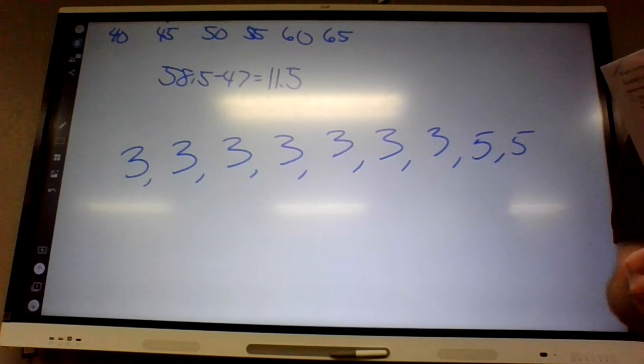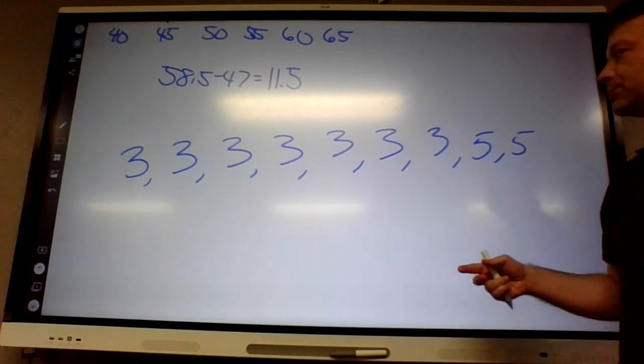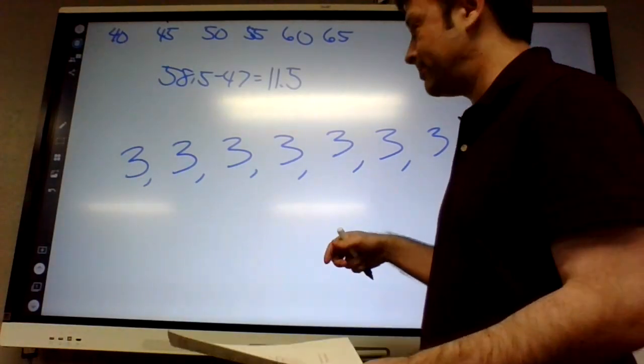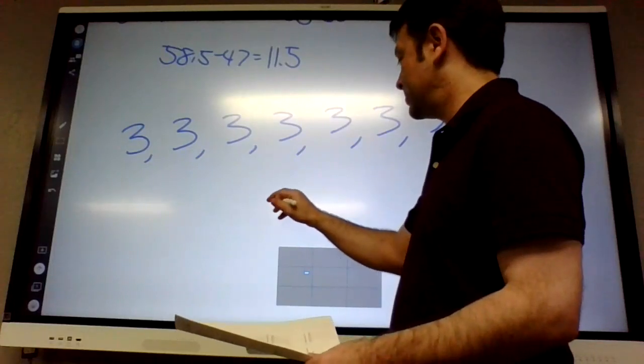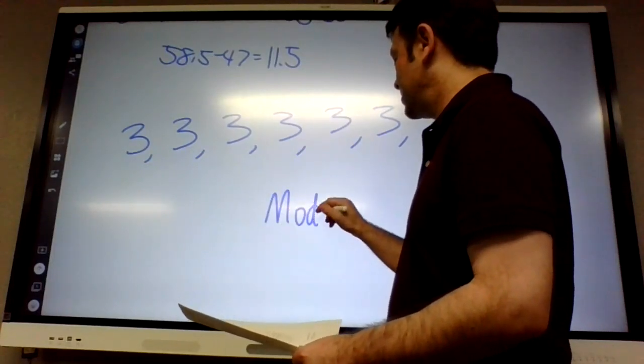So what does mode mean? Most. So what would the mode on this problem be? 3. Yeah, there's lots of 3s. So mode is 3.